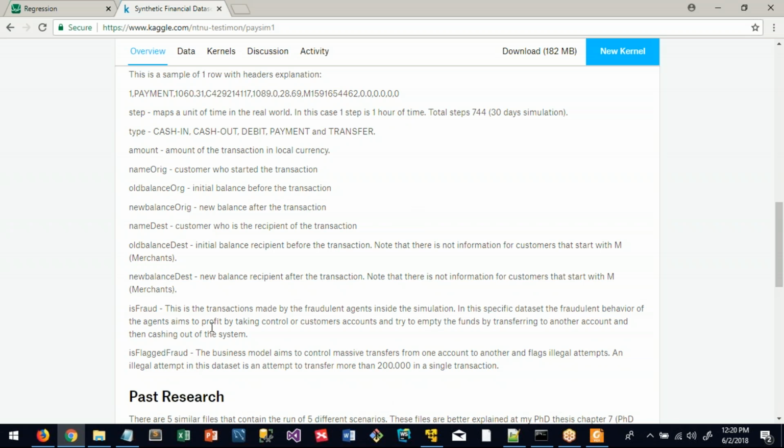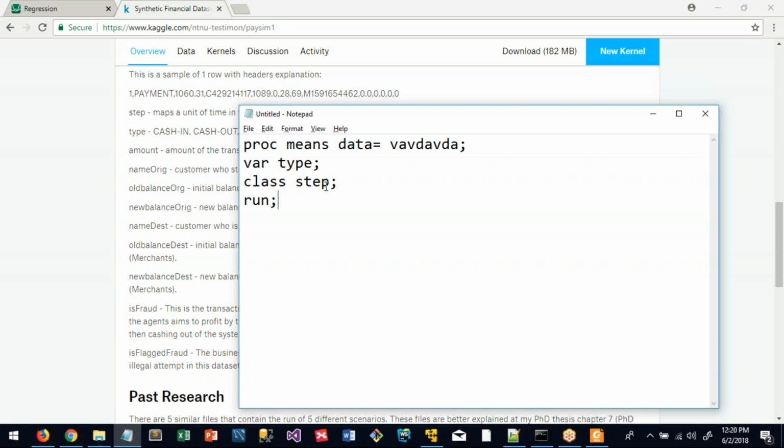Yeah. So you're right about this, Kiru. In the var variable, since proc means only runs on numeric variables, the type will not be used, because in that case the values are text in nature, so it cannot give you the statistical properties.